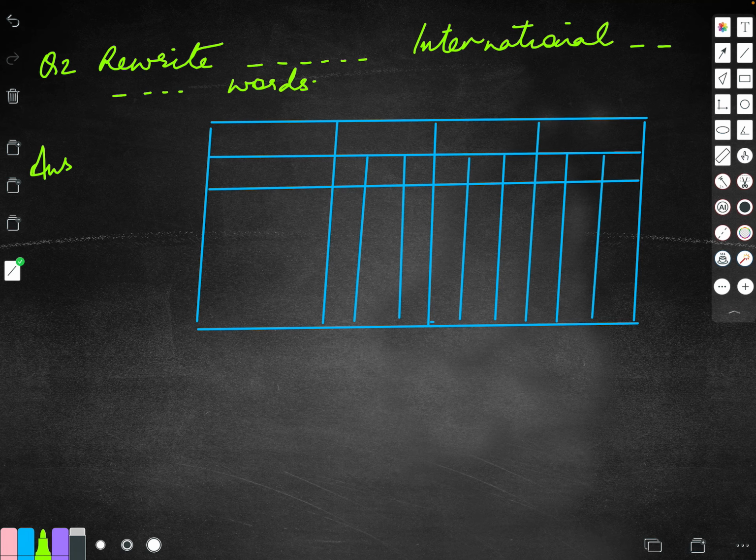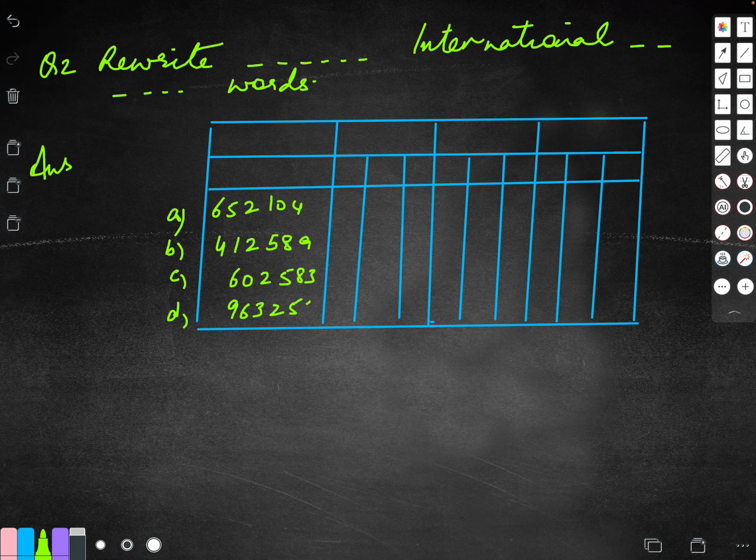So now we will write. First of all, let me write the numbers which are given to me. 652104. The B part given to me is 412589. C part is 602583. And the D part is 963258. Now let me write the periods.